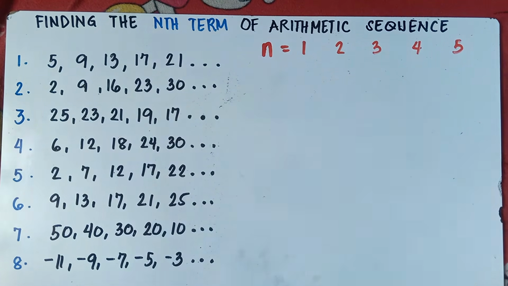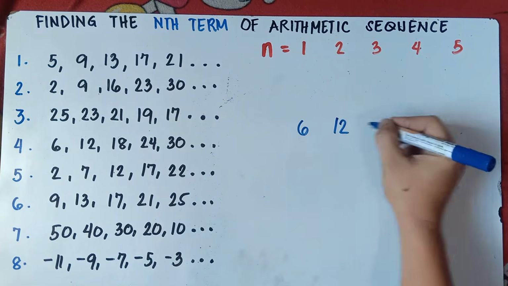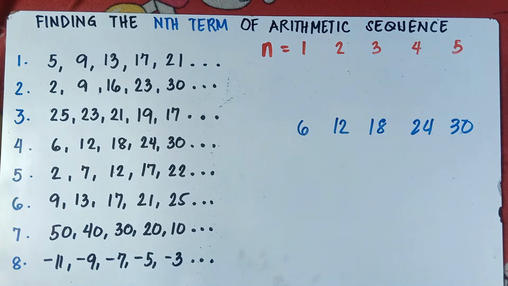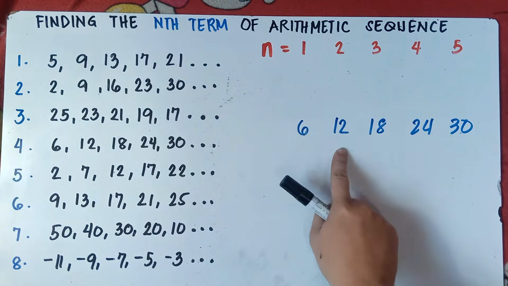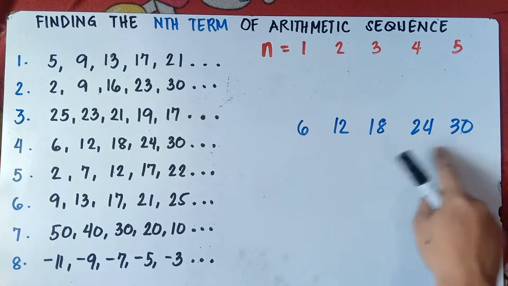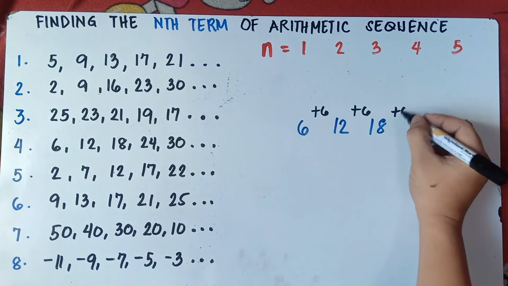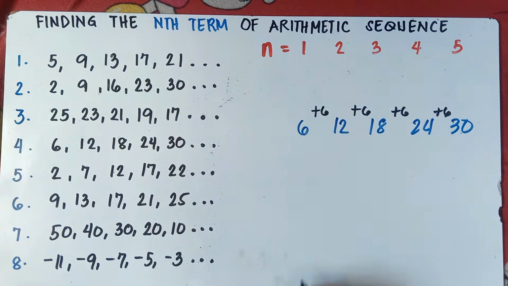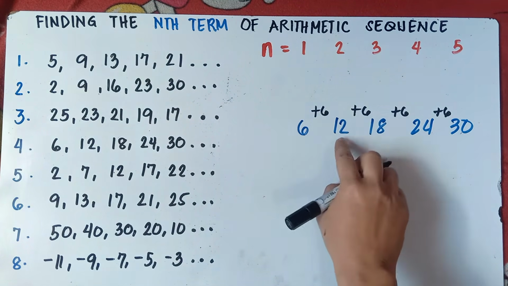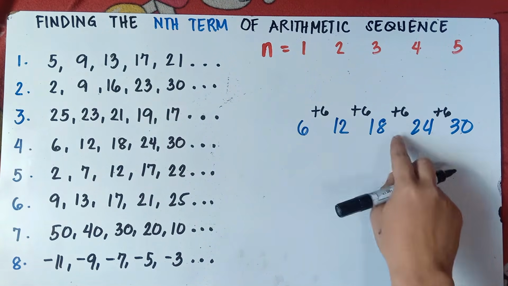So for number 4, we have 6, 12, 18, 24, and 30. What will be the thing that we will do to 6 to make it 12, 12 to make it 18, 18 to make it 24, and 24 to make it 30? Of course, we will be adding 6. 6 plus 6 is 12. 12 plus 6 is 18. 18 plus 6 is 24. So therefore, the common difference is 6.